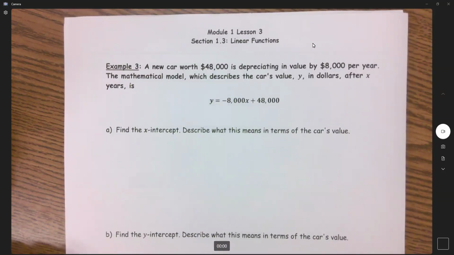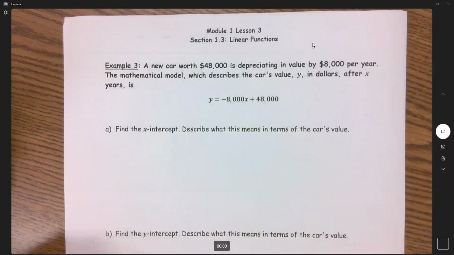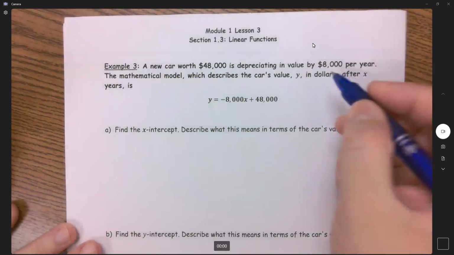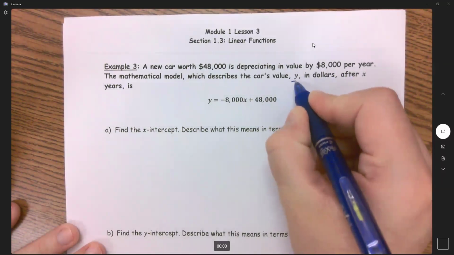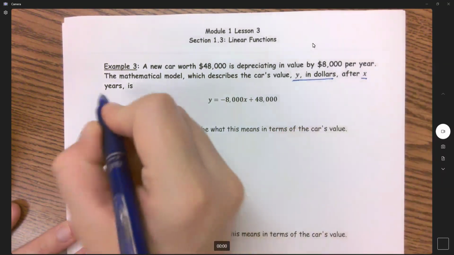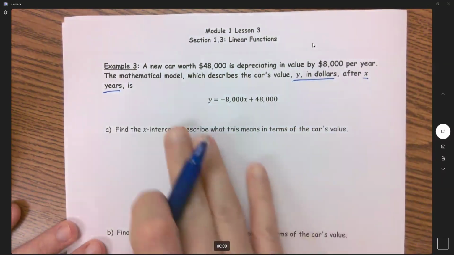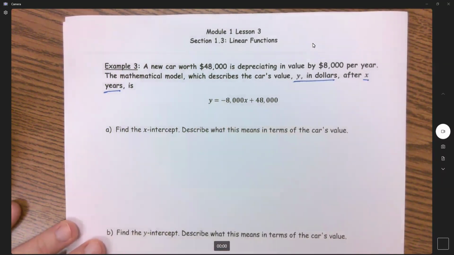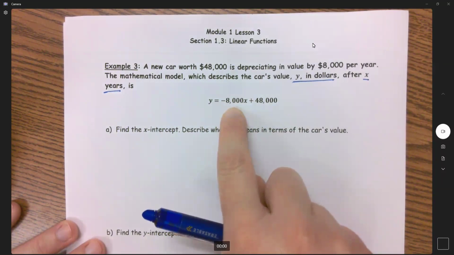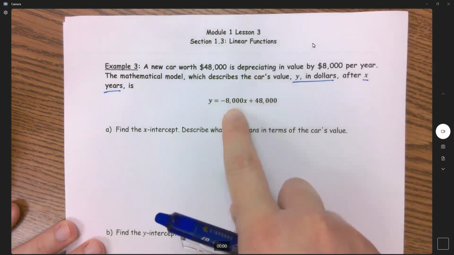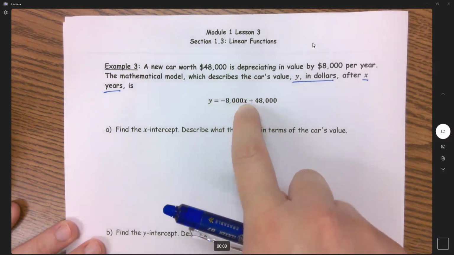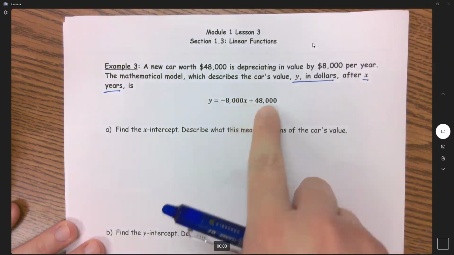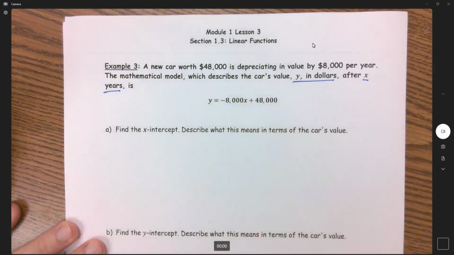So example 3 says a new car is worth $48,000, is depreciating in value of $8,000 per year. The mathematical model, which describes the car's value y in dollars after x years, is y equals negative 8,000x plus 48,000. And that should make sense. This is our slope, and because it is depreciating, it's a negative 8,000. And so we can plug in whatever value of x to figure out what it is worth, but it started at this amount right here.